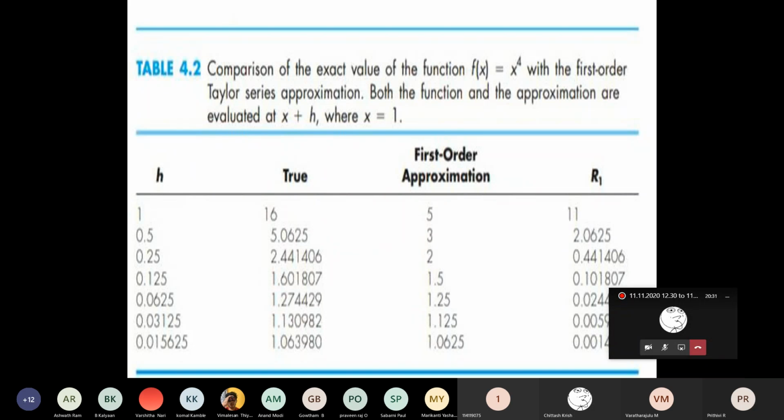Similarly, if we reduce the value of h and find the values, we can see the error decreases as h decreases. This is the first order approximation, and from the table we can clearly see that as the h value decreases, the error value also decreases. Okay, next slide.